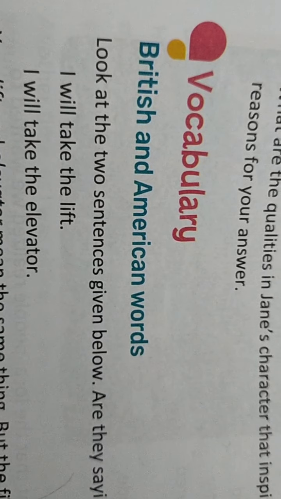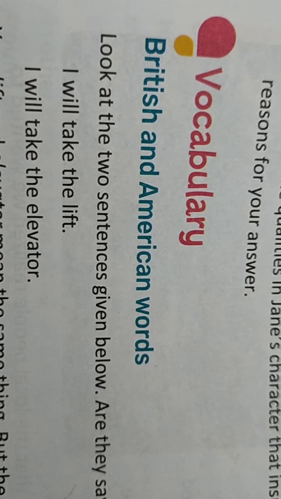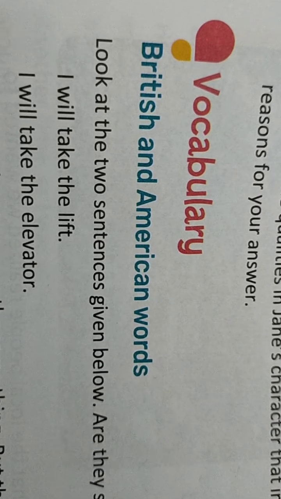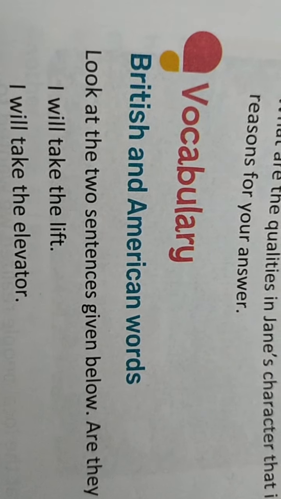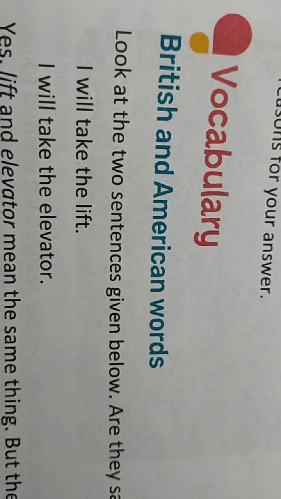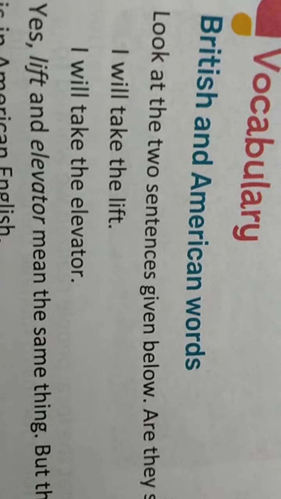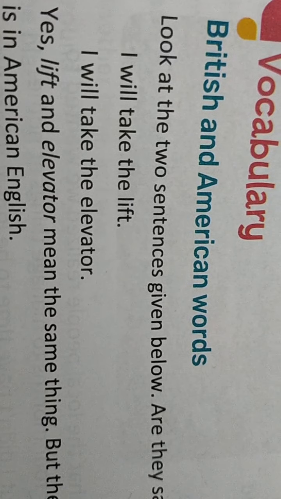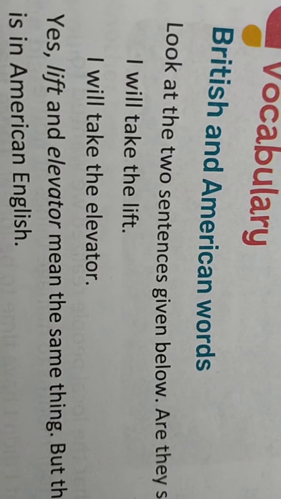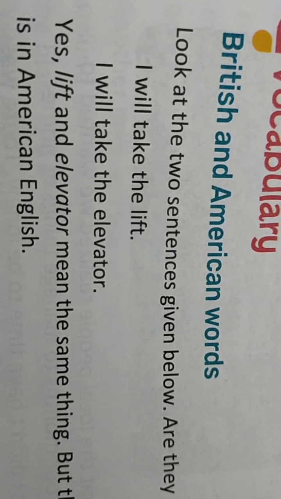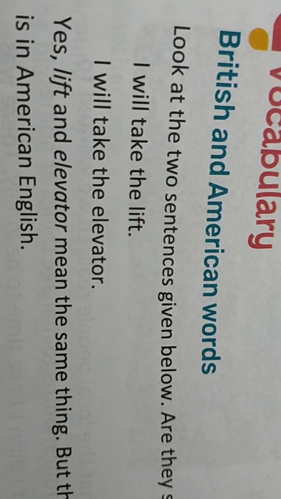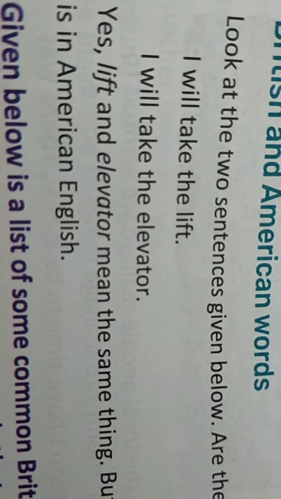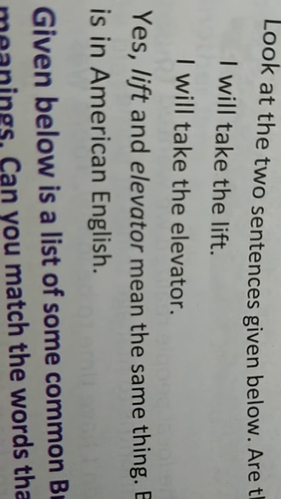Class 5, in your second chapter, that is My Early Days with Chimpanzees, come to page number 30 about vocabulary. There are two kinds of English, British and American, so the words are also different. For the same thing, British would use some word and Americans would use another word. For example, lift is known as elevator in American.